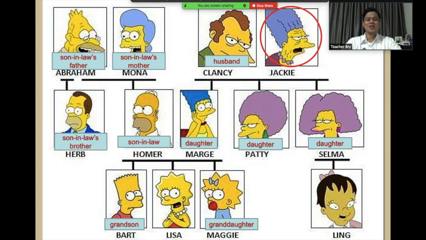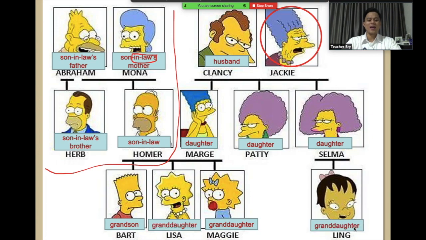Now let's move on to Herb, where she is also not related by blood. So we say son-in-law's brother. And all this side here, okay, let me get some pen. Everyone on this side are her in-laws. Her in-laws. Okay. Now, who did we miss? Oh, Ling and Lisa. They're also her granddaughters.